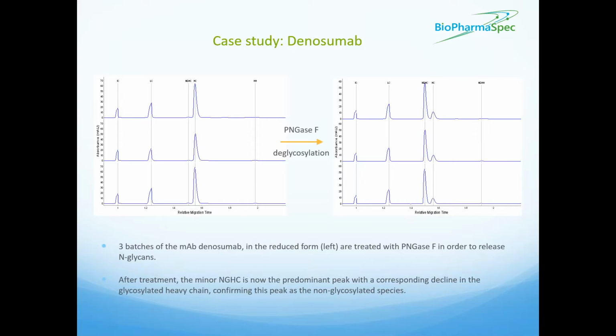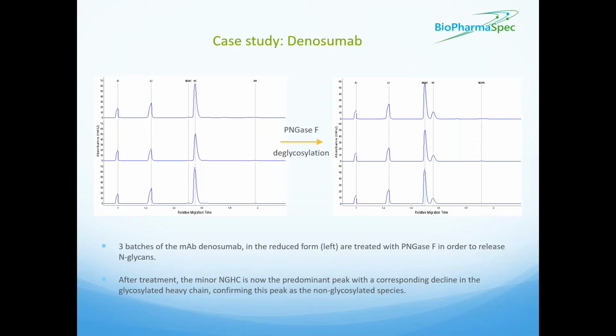the enzyme PNGase F. Now, what you see here on the left is just 3 stacked batches of the denosumab that have been reduced. So basically it's 3 runs from the previous data, but now shown stacked. And in each case, we treat those reduced samples with the enzyme PNGase F. And you can see that now, running those enzyme-treated samples, the heavy chain peak is significantly reduced, but the peak at the position of the non-glycosylated heavy chain is now significantly increased as a result of the conversion of the heavy chain to its non-glycosylated form.